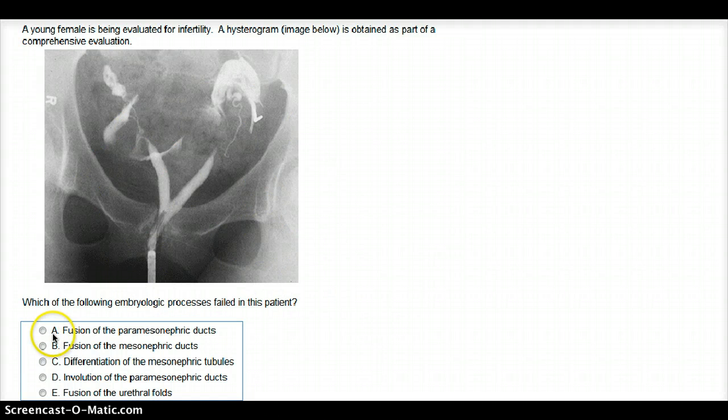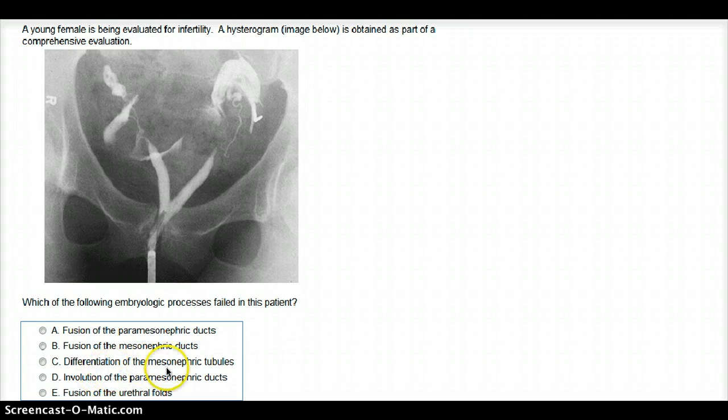So the answer obviously is going to be, which of the following embryonic processes failed in this patient? Which is going to be fusion of the paramesonephric ducts. But what about choice B, fusion of the mesonephric ducts? In males, the mesonephric ducts give rise to ductus deferens, epididymis, ejaculatory duct, and in females, they give rise to Gartner ducts. So that is for choice B.